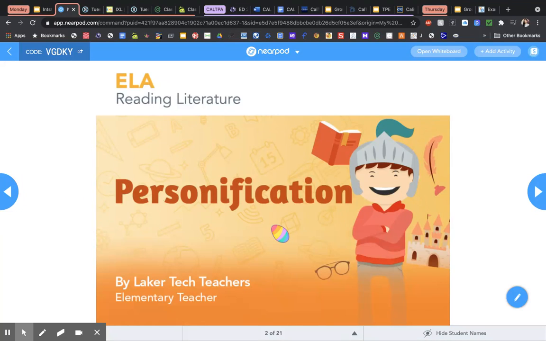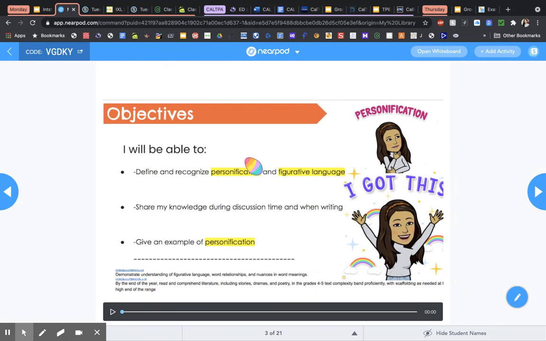Hey guys, so today we're going to be doing a lesson on personification, and this is for those of you who are absent or were just having internet issues, because I know a lot of you are having issues this week. So the objectives for this lesson are: I will be able to define and recognize personification and figurative language. We should be able to discuss and give an example of personification.